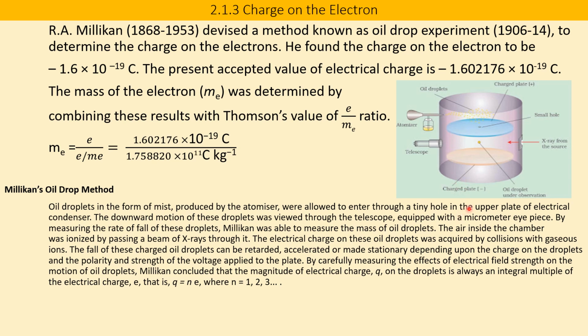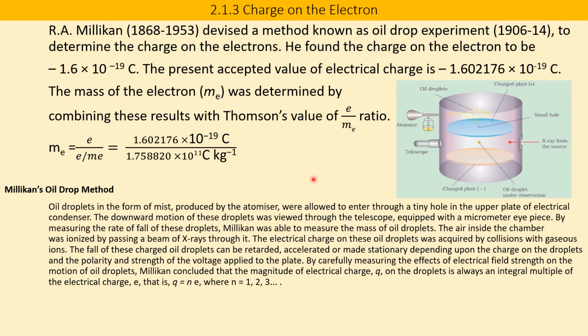Various parts of this figure are also shown. This is a charge plate, positively charged, and oil droplets. This up here contains the oil droplets. This is an atomizer, and a telescope through which we observe the dropping of oil. Here is a small hole, and X-rays from the source appear here in between these two. This is the oil droplet under observation. And this is a charge plate. This is a positively charged plate and this is a negatively charged plate.